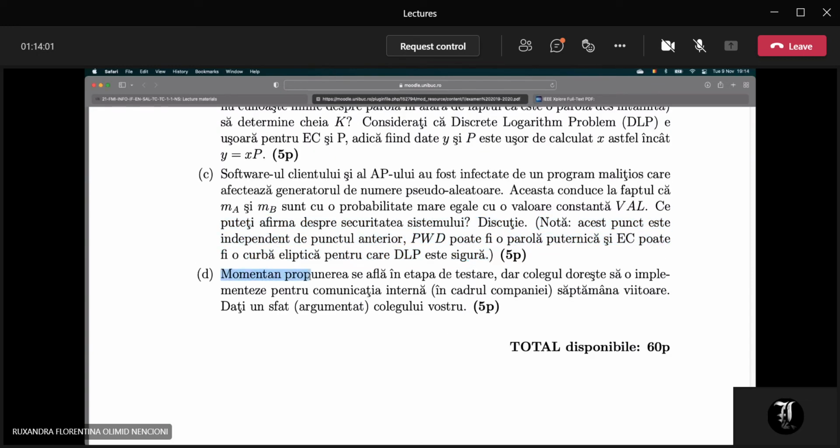And D, for the moment, this proposal is just in testing phase, but your colleagues want to implement it for the internal communication within the company next week. Can you give an advice, but with some argumentation, why you're giving this advice to your colleague?